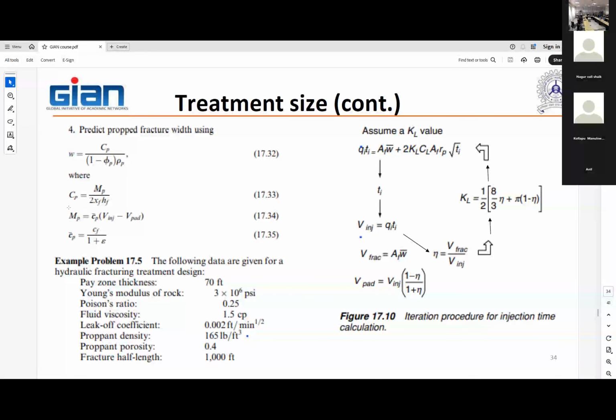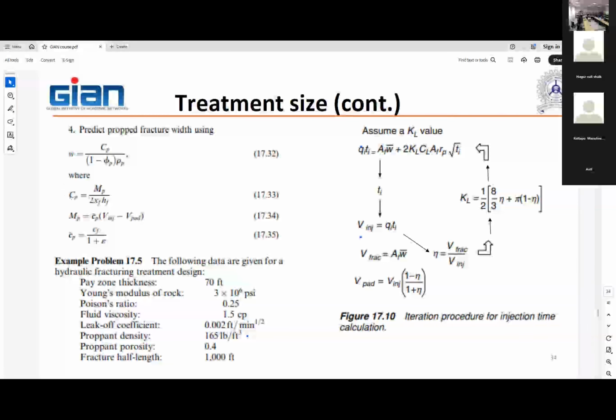So you can see the mass is what? What is the unit of mass? It could be kg or pounds. What would be the unit for C sub P? It would be pounds of propellant per gallon of fluid. So that would be pounds per gallon.